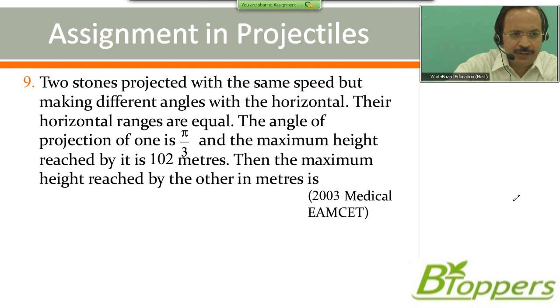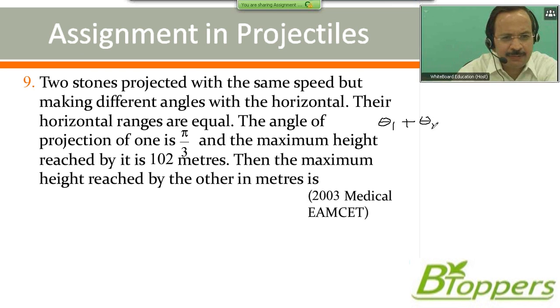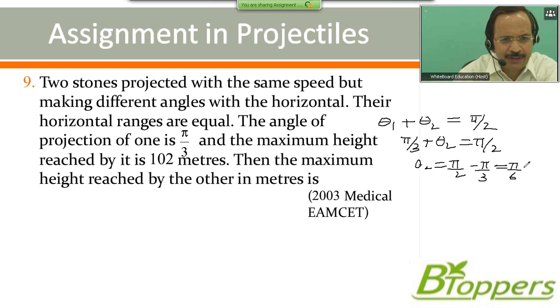Therefore, in the given problem, it's given that both the bodies cover the same horizontal range. It's also given that they are projected with the same initial speed u. Therefore, conclude that theta 1 plus theta 2 equals 90 degrees or pi by 2. So one of the angles of projection theta 1 is given as pi by 3. So you can substitute theta 1 equal to pi by 3, and you get theta 2 equal to pi by 2 minus pi by 3, or pi by 6 radian, or 30 degrees.